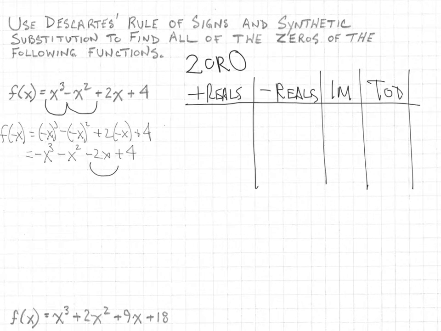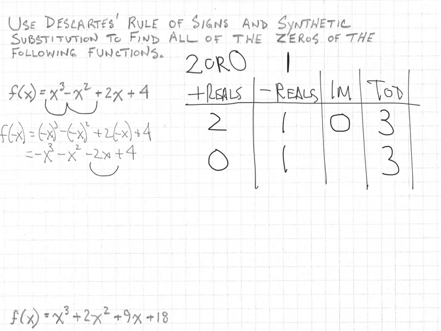So let's finish off our chart. There can only be one in this column. So our scenarios are 2 positive reals, 1 negative real. Our total is 3 because it's a third-degree polynomial, so there would be no imaginaries in that scenario. The other scenario is there could be 0 positive reals. Again, there can only be 1 negative real. And since it totals 3, in that scenario there would be 2 imaginaries.